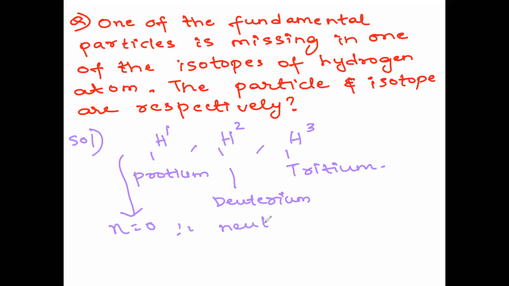And in the second case, neutron is equal to 1, electron is equal to 1, proton is equal to 1. So neutron is missing only in the first case, that is 1H1 protium. So the answer is: the particle is neutron and the isotope is protium. I hope you can understand this clearly. Next question number 2.